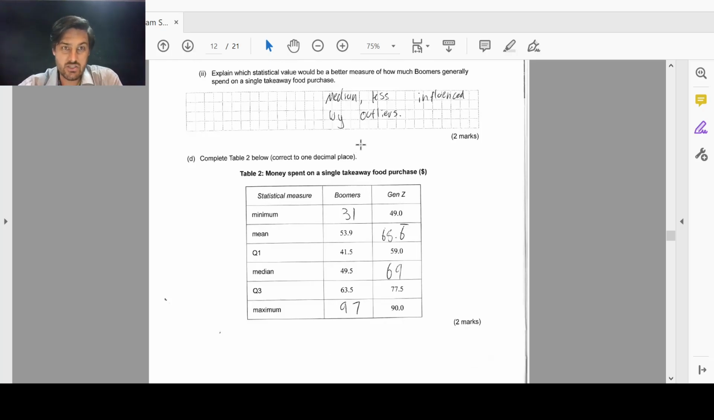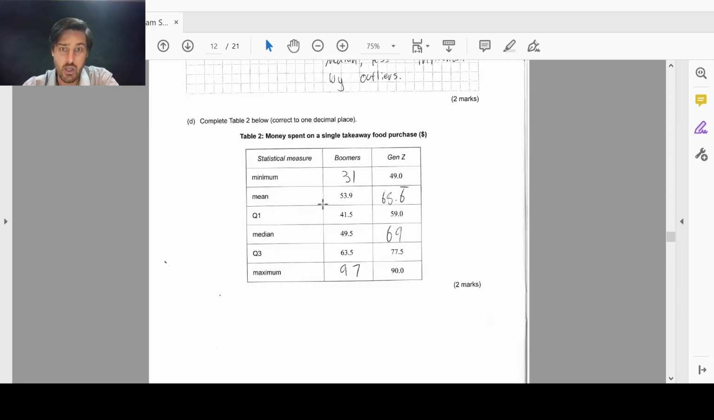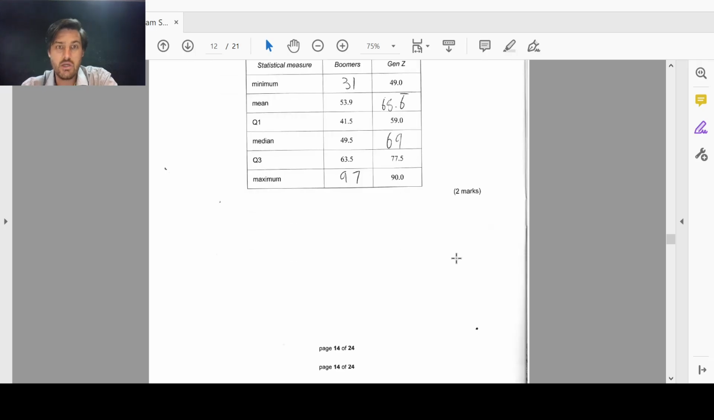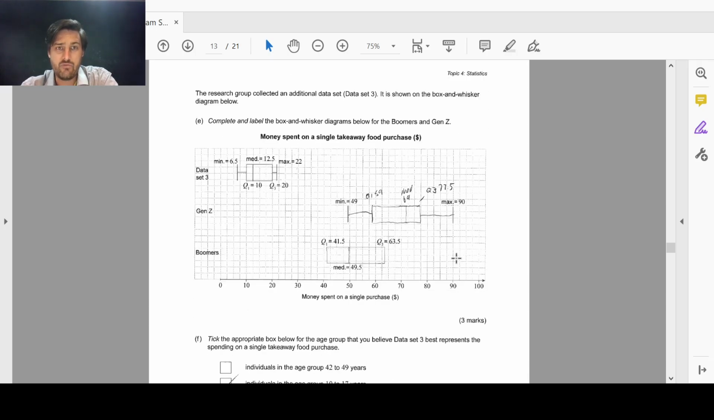This one here is just doing your 5-number summary on the graphics calculator. There's videos on the YouTube channel that show you how to do your 5-number summary. So all you need to do is input your data and then get your 5-number summary and fill in this table. And then from there, you are using that 5-number summary to draw your box and whisker plots, which we've gone through quite recently as well. So I'm not going to spend too much time looking at that.